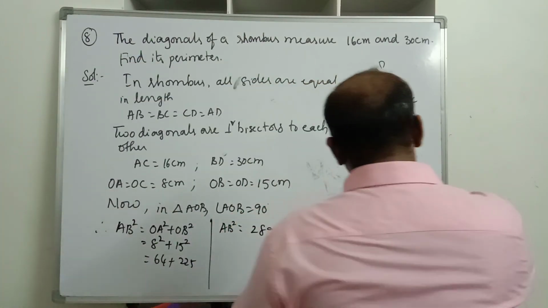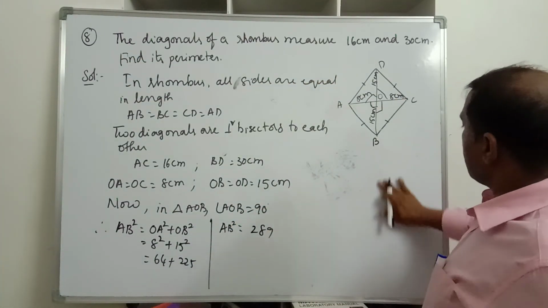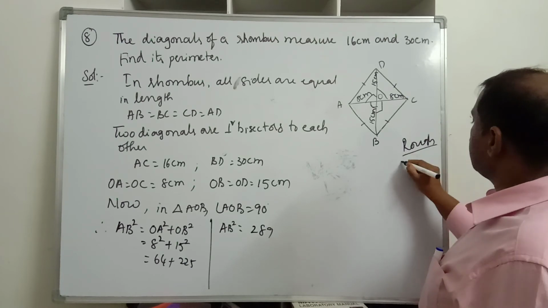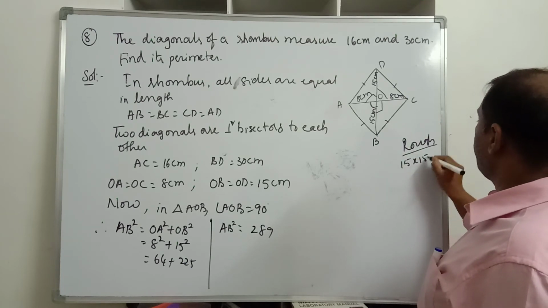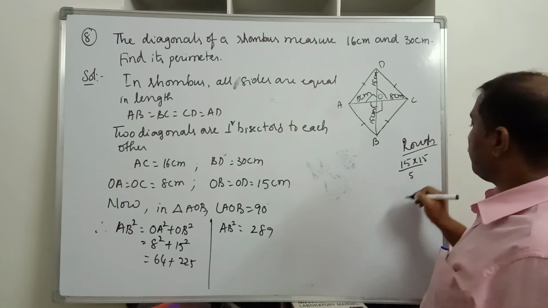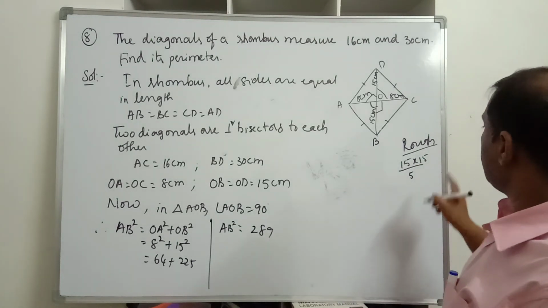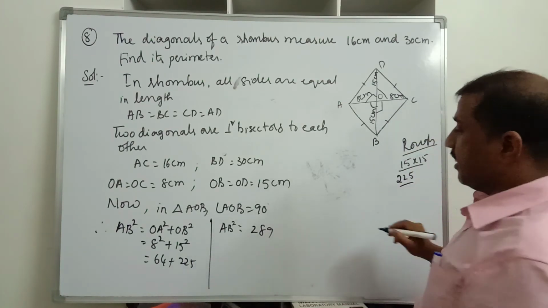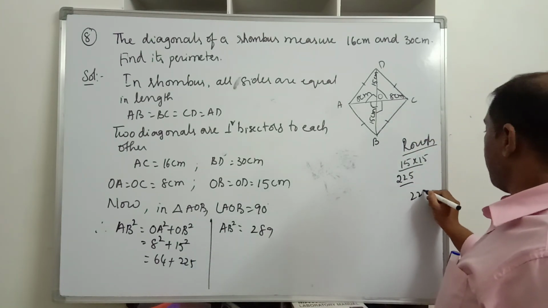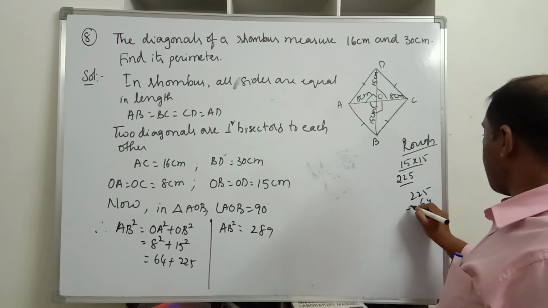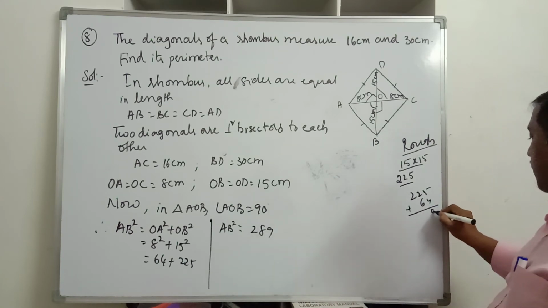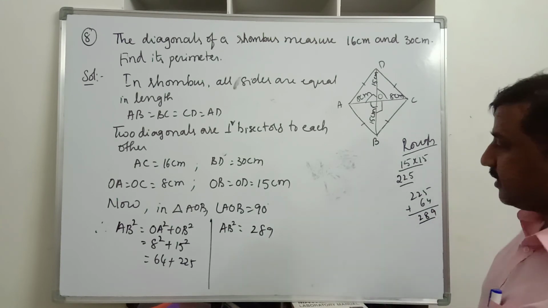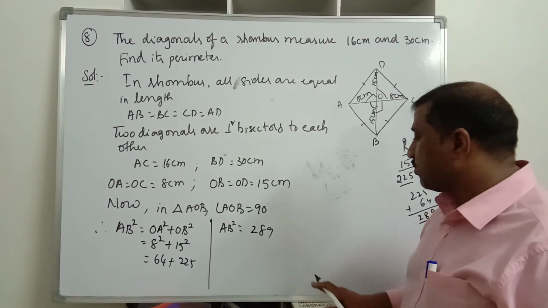If you want, you can add here. See, that rough work I am doing here. Rough work: 15 into 15. 15 fives are 75, 7 is there, 15 ones are 15 plus 7, it is 22, 225 we got, 15 square. Then 225 plus 64, we need to add, what we will get? 5 plus 4, 9, 2 plus 6, 8, and 2, it is 289 we got. AB square is equal to 289.